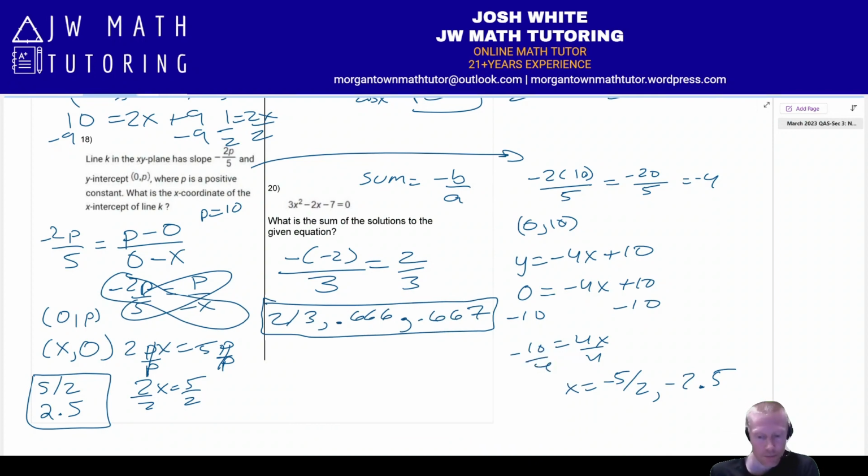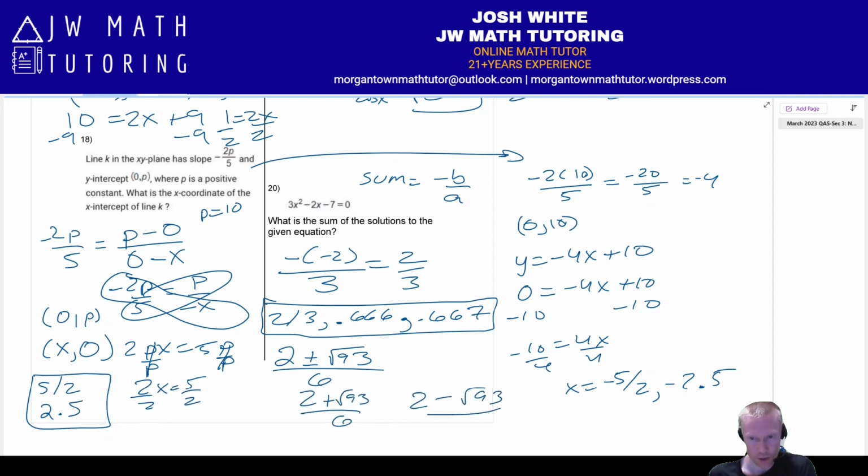If you didn't do that, basically what you would do is go through and use the quadratic formula. I'm not going to bother doing all the work for it, but I'll let you know that if you work it out, it comes out to 2 plus or minus root 93 over 6. And then technically your two answers are 2 plus root 93 over 6 and 2 minus root 93 over 6, right?